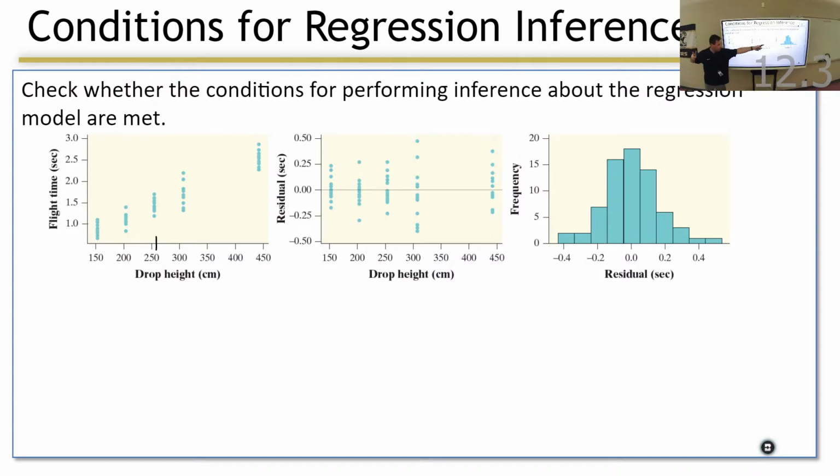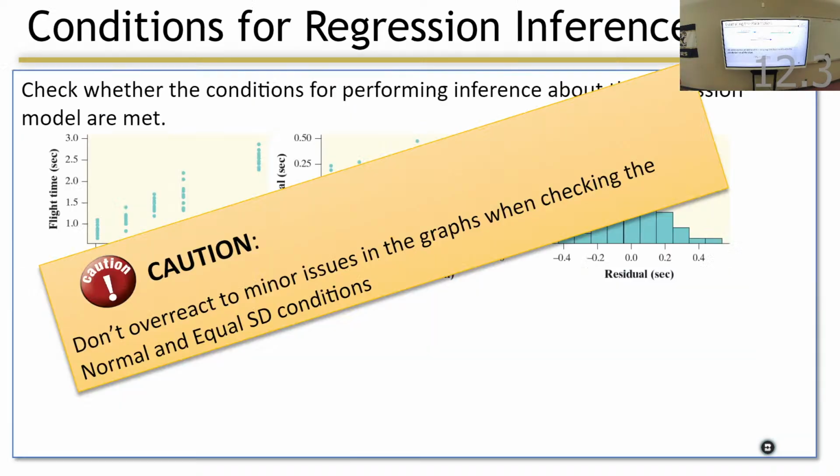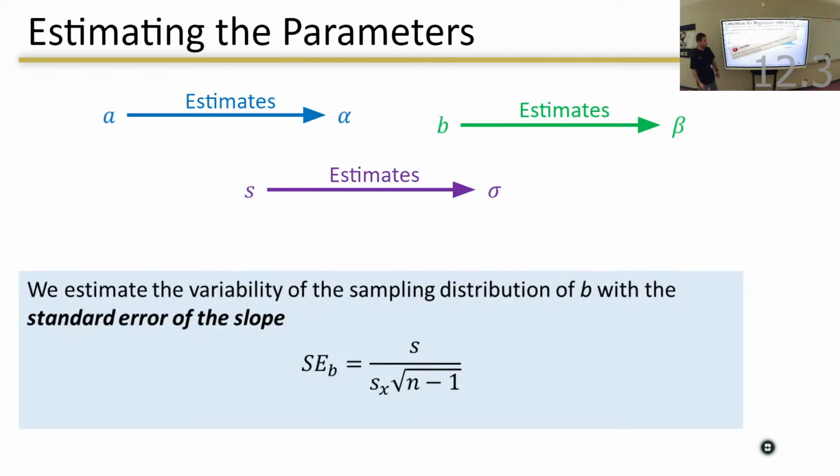The residual plot looks normal. L-I-N-E: equal spread for the residuals. That looks good, and we got a random sample. L-I-N-E-R. Sorry, bad spelling. All good enough? Again, just tonight, don't worry about it. Don't overreact to minor issues about graphs, just like we didn't overreact with the data looking somewhat normal.